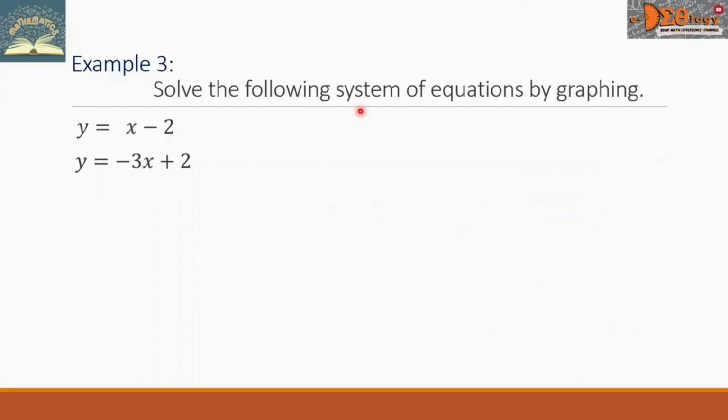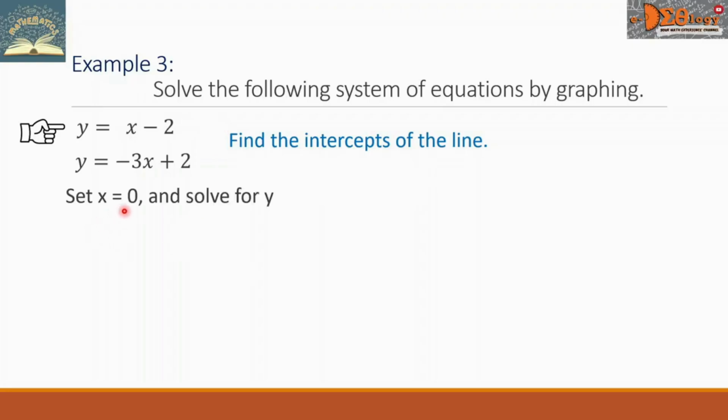Example 3. Solve the following system of equations by graphing. y equals x minus 2. y equals negative 3x plus 2. Let us graph the first line. So we find the intercepts of this line. We set x equals 0 and solve for y. So y equals x minus 2 becomes y equals 0 minus 2, or simply y equals negative 2. The first point is 0, negative 2, or we say that this is the y-intercept.